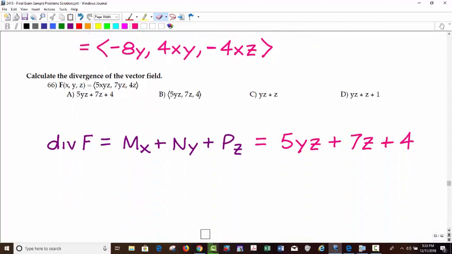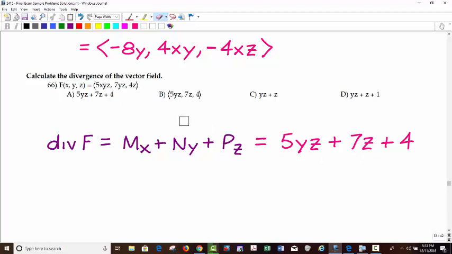Divergence, scalar. It's this partial. It's mx plus ny plus pz. So that's easy enough. Once again, same order vector. It's mnp. So the x partial of this one would be 5yz. The middle partial with respect to y would be 7z. And the last partial with respect to z would be 4. And so it's 5yz plus 7z plus 4.